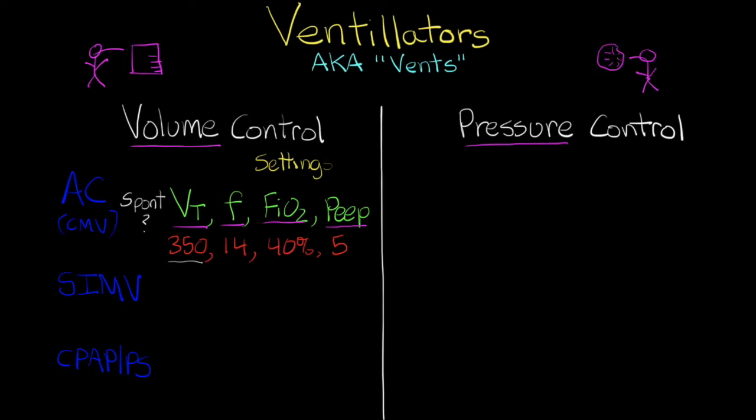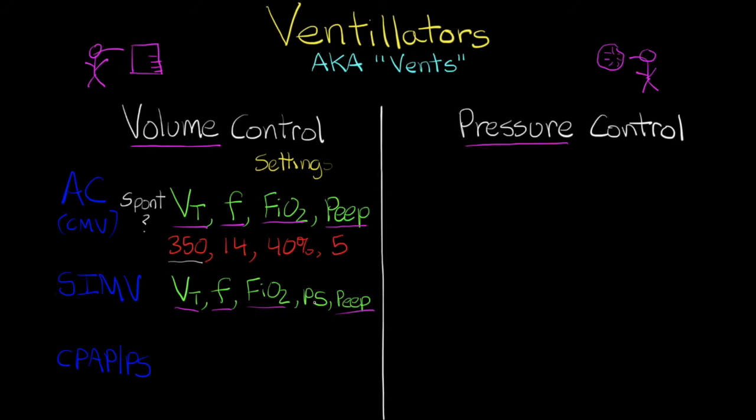The settings that you will see on SIMV: again, you are going to have a tidal volume, a frequency, an FiO2, and you will also have a PEEP. There's another setting that we'll talk about here in a second. The tidal volume, frequency, FiO2, and PEEP are all going to be the same. There's no difference between those settings and what we just talked about with AC. But the difference with SIMV is we're going to have another setting in here that we call pressure support.